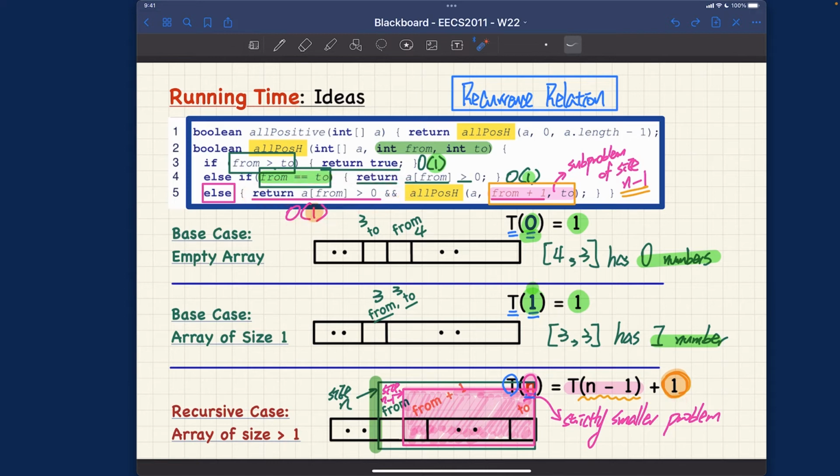So try to really see the close relationship between deriving the recurrence relation and the code itself. We'll do such an exercise for all the recursion examples we do. But make sure you learn how to do it by yourself too. All right, so that's about the recurrence relation, and now we need to see how to solve it.